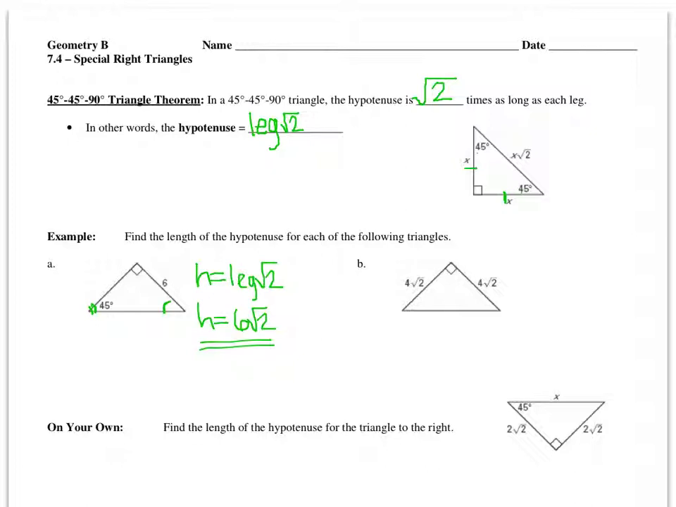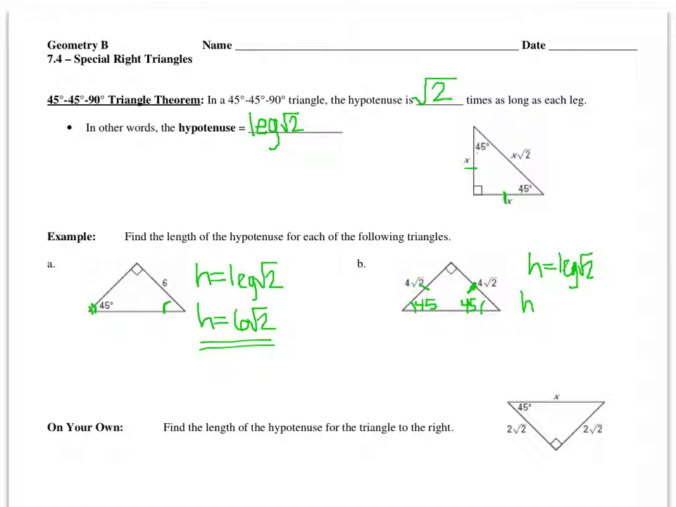And the next one, this leg and this leg are equal, so that tells us that these two angles are equal to each other. So it must be a 45, 45, 90 degree triangle. That's the only option for those two angles there. So I know it's 45, 45, 90. I know my rule, hypotenuse equals a leg times the square root of 2, still holds.